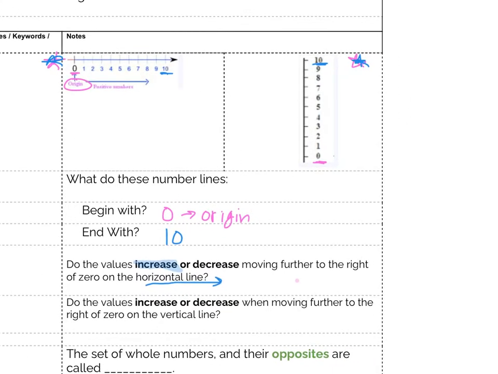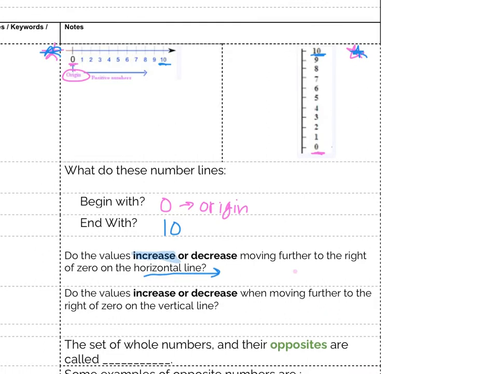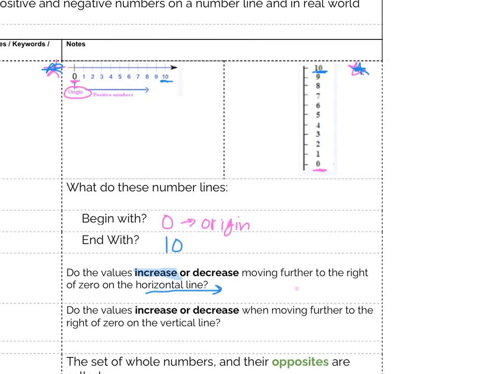Okay. So now let's look at the next one. Do the values increase or decrease when moving further to the right of the 0 on the vertical line? And vertical is when we go up and down. Okay? So on the vertical line, so this one right here, do the values increase or decrease as we move further to the right? So when we're talking about further to the right, we have to think about a person standing here.